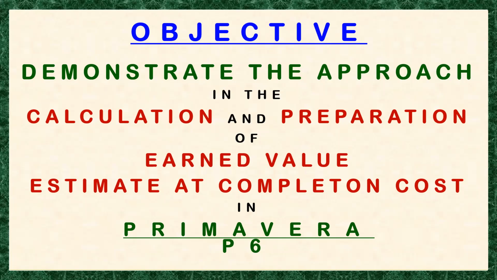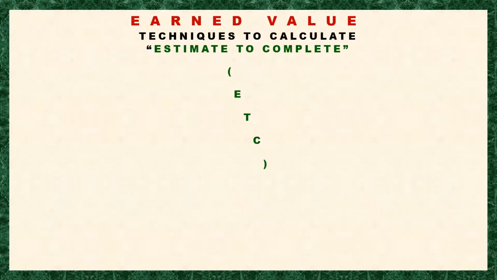So in Primavera, we also have the basis there. I think we have 5 choices. Let me show you, for the third time, how the ETC, or the estimate to complete, is being calculated. Here we go. The earned value techniques to calculate estimate to complete, or ETC.